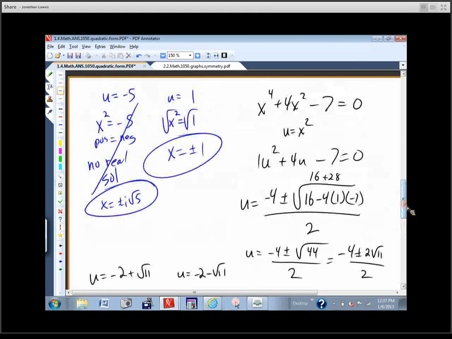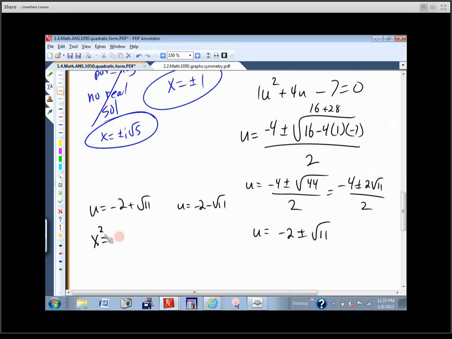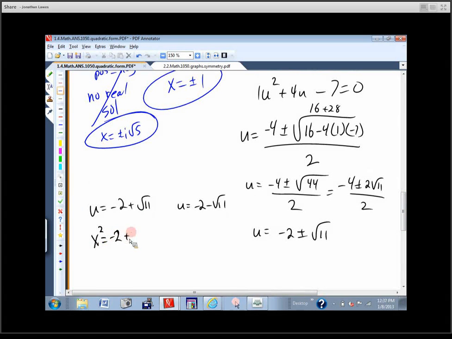Are we done with this problem, though? No. Because this is the answer in terms of u. We want it in terms of x. So this is where we have to reverse that substitution. Radical 11. And then this is going to be x squared equals negative 2 minus radical 11.